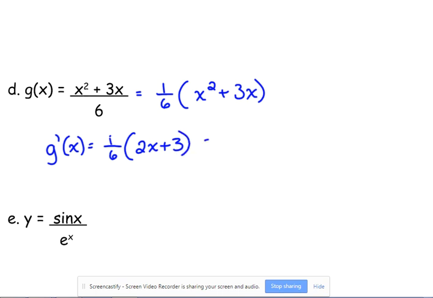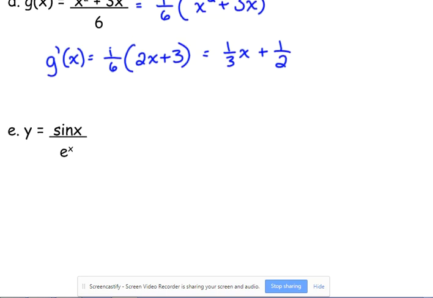And if you wanted to, you could distribute the 1/6 in the end. So you get 1/3 x plus 1/2. It depends, they may put it in one form or the other. But look for things like that. They look like a quotient, but they're not really a quotient. Now, E is a quotient.